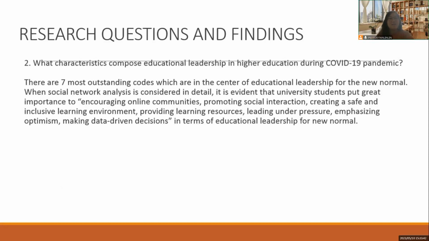The question is what characteristics compose educational leadership in higher education during COVID-19. There are seven most important codes in the thinking of educational leadership for the new normal. With social network analysis considered in detail, it is evident that university students put great importance on encouraging online communities, promoting social interactions, creating a safe and inclusive learning environment, providing learning resources, leading and emphasizing optimism, and making data-driven decisions in terms of educational leadership for the new normal.